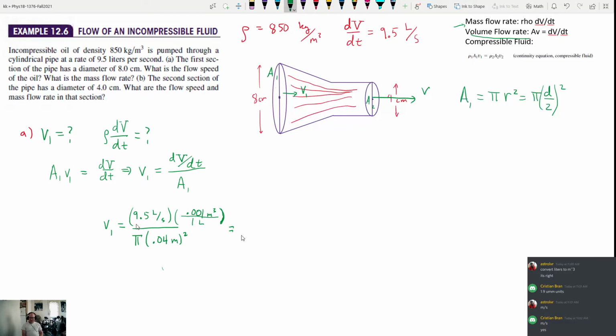Okay, so 1.9, I got the same thing. I got 1.89 meters per second. That's what you get for V1. Not volume 1, but velocity 1.